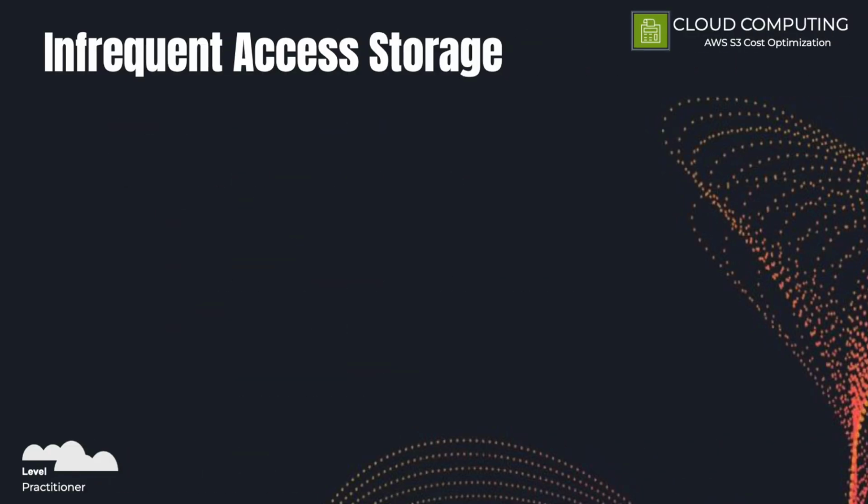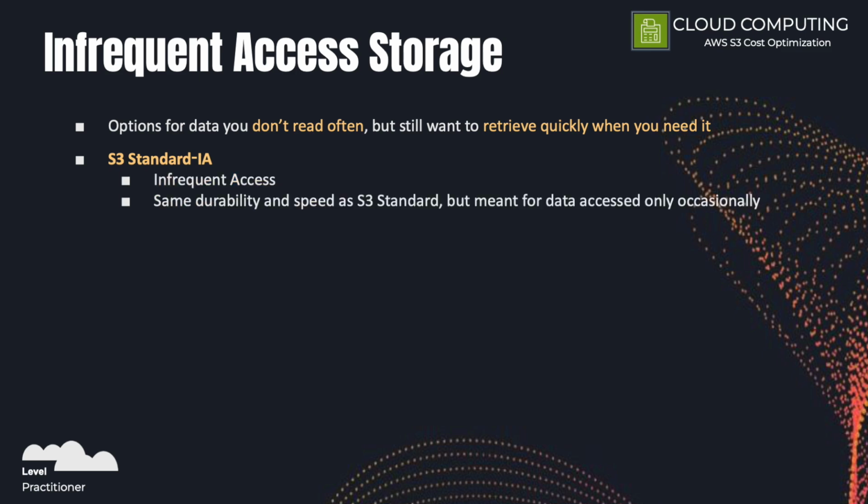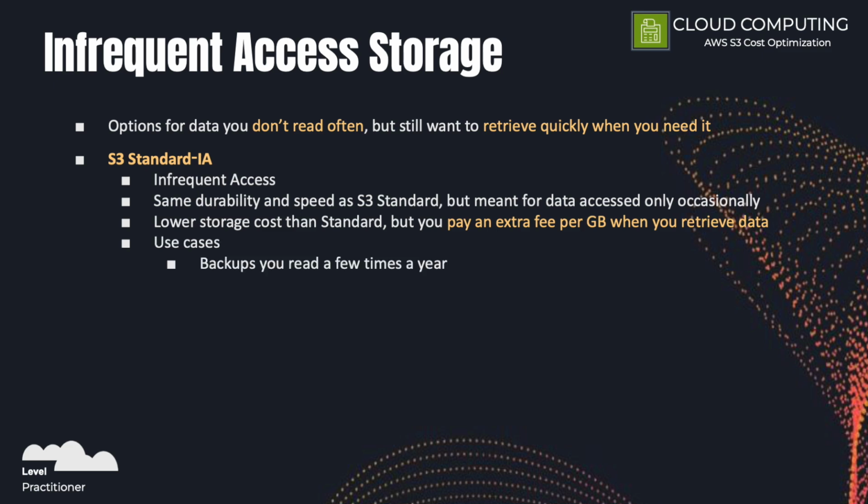Next up are infrequent access storage classes, which are options for data you don't read often, but still want to retrieve quickly when you need it. The first option is S3 Standard-IA, or infrequent access. It has the same durability and speed as S3 Standard, but it's meant for data accessed only occasionally. You get a lower storage cost than Standard, but you pay an extra fee per gigabyte when you retrieve the data.